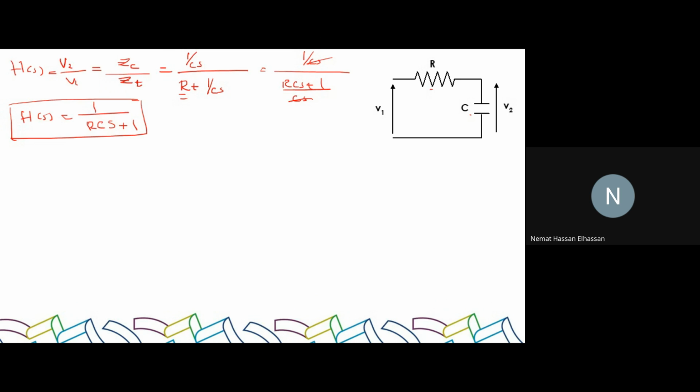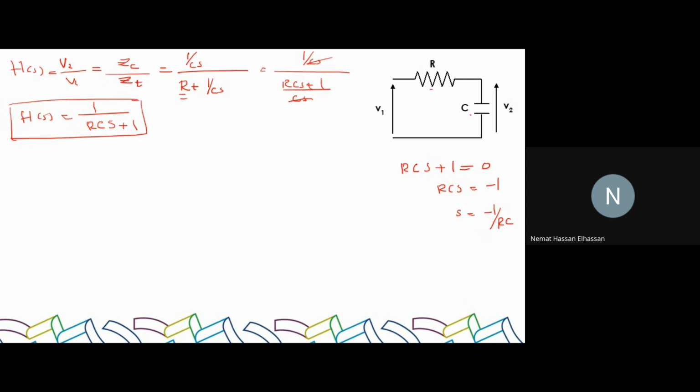Do we have poles? Poles are values of s that make the denominator equal 0. Minus 1. Are you sure? So we want the denominator, which is RCs plus 1, to be equal to 0. Which means that RCs is equal to minus 1. Which means that s is equal to minus 1 over RC. So when s is equal to negative 1 over RC, then the denominator will be 0, right?